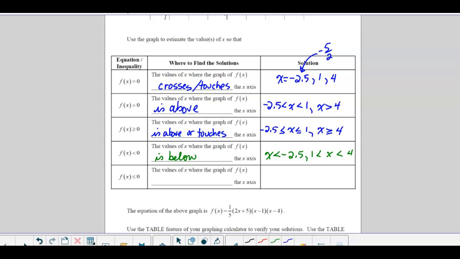Again, the only thing different between that and the next one is the equal sign, so it is below or touches the x-axis. You just include the equal signs.